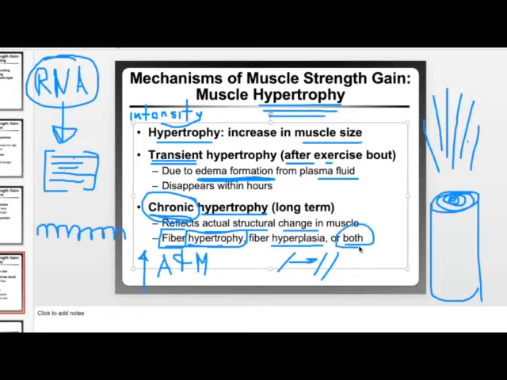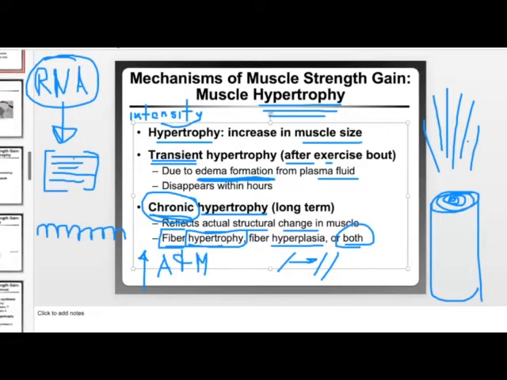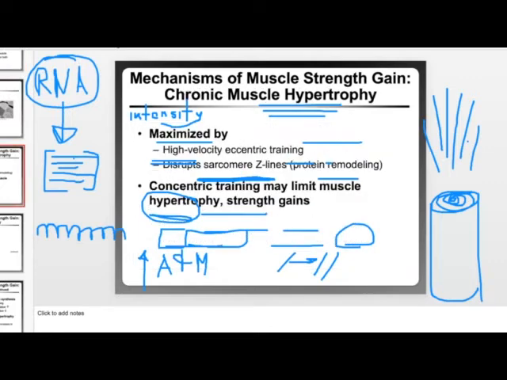Although it does occur a little tiny bit, they think. But the research is very inconclusive. So what I would say for this course is we want to really just focus on hypertrophy and how you can manipulate your workout so that you can guarantee that you have hypertrophy occurring.